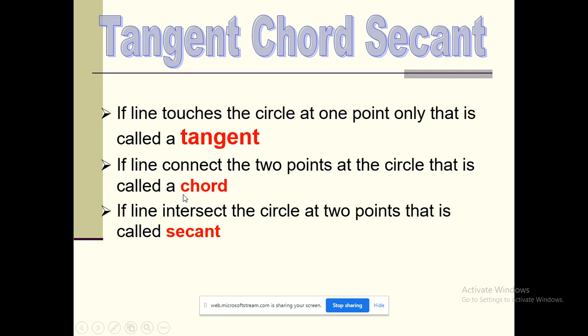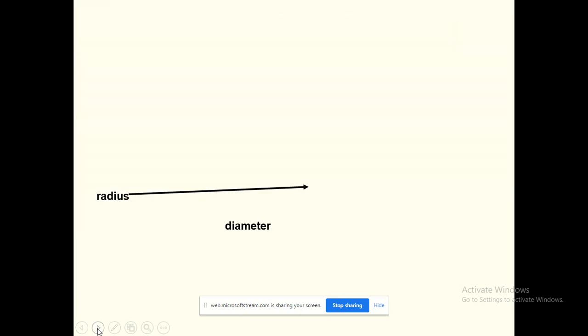You're going to tell me what is the difference between chord and secant. The chord is a segment, the secant is a line. The chord is a segment. You're going to see it now on the figure. Okay, so you're going to write those things, and then I will move here.